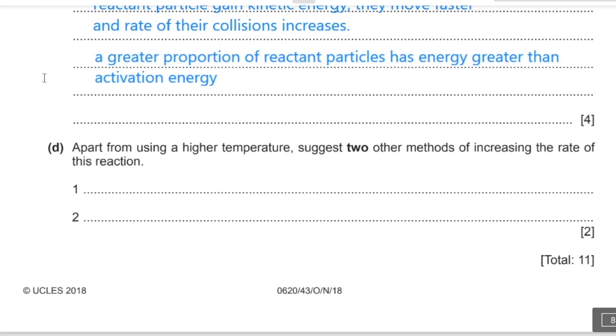Apart from using a higher temperature, suggest two other methods of increasing this reaction. So you can either increase the surface area or increase the concentration of the acid. Surface area of the lumps of calcium carbonate, by breaking it down into smaller pieces, and similarly you can also increase the concentration.